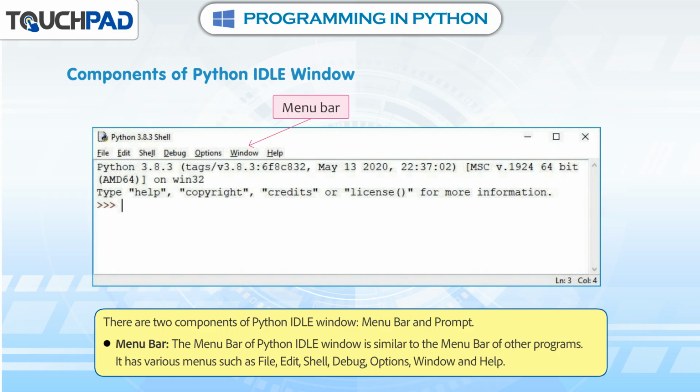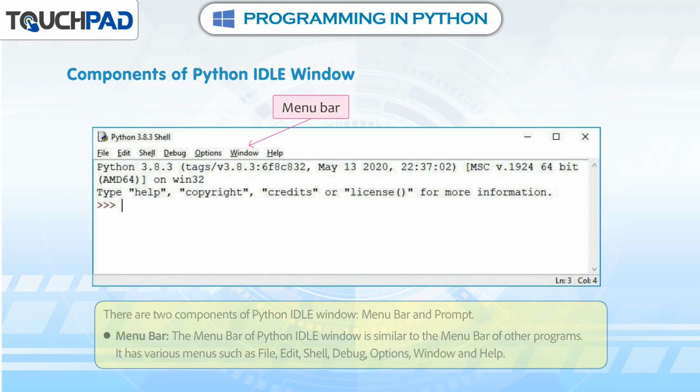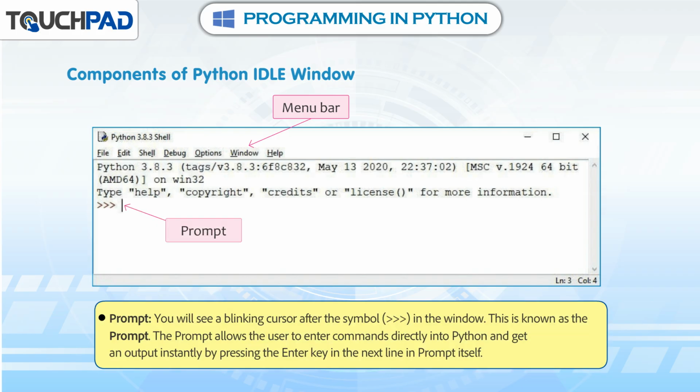Menu bar. The menu bar of Python IDLE window is similar to the menu bar of other programs. It has various menus such as File, Edit, Shell, Debug, Options, Window, and Help. Prompt. You will see a blinking cursor after the symbol in the window. This is known as the prompt.